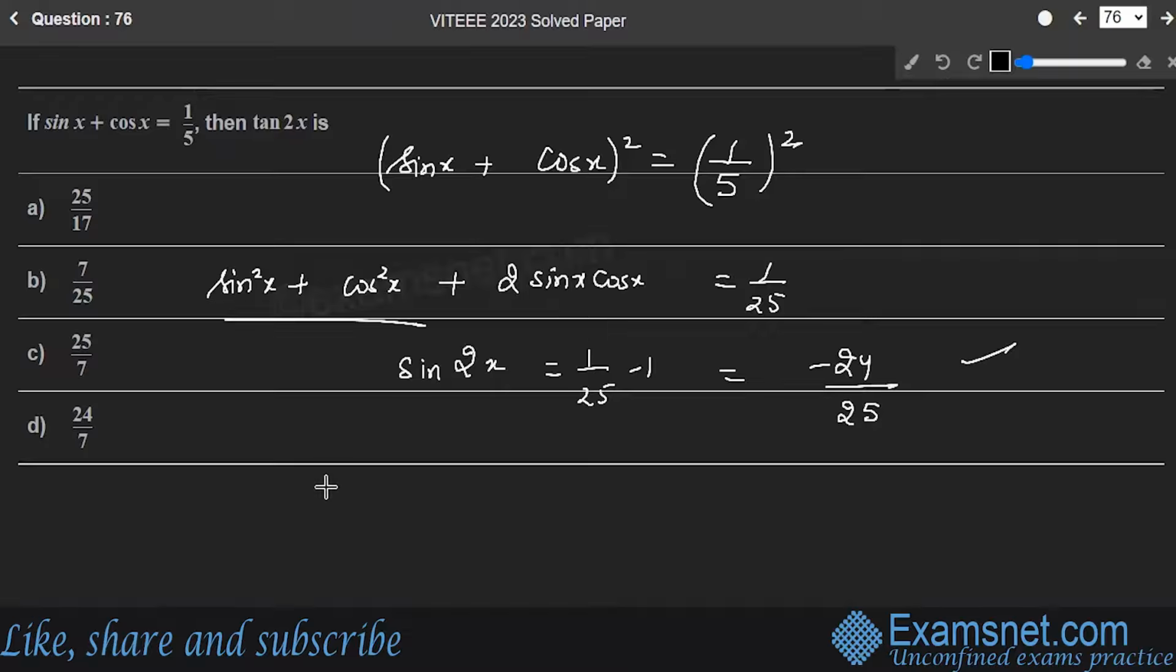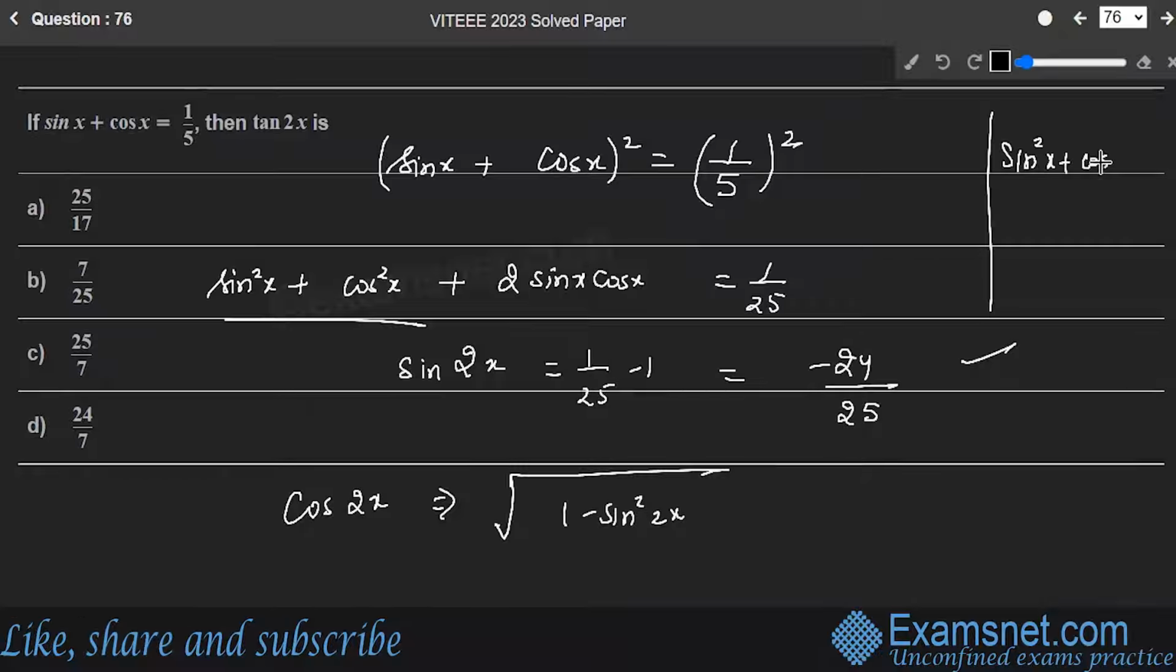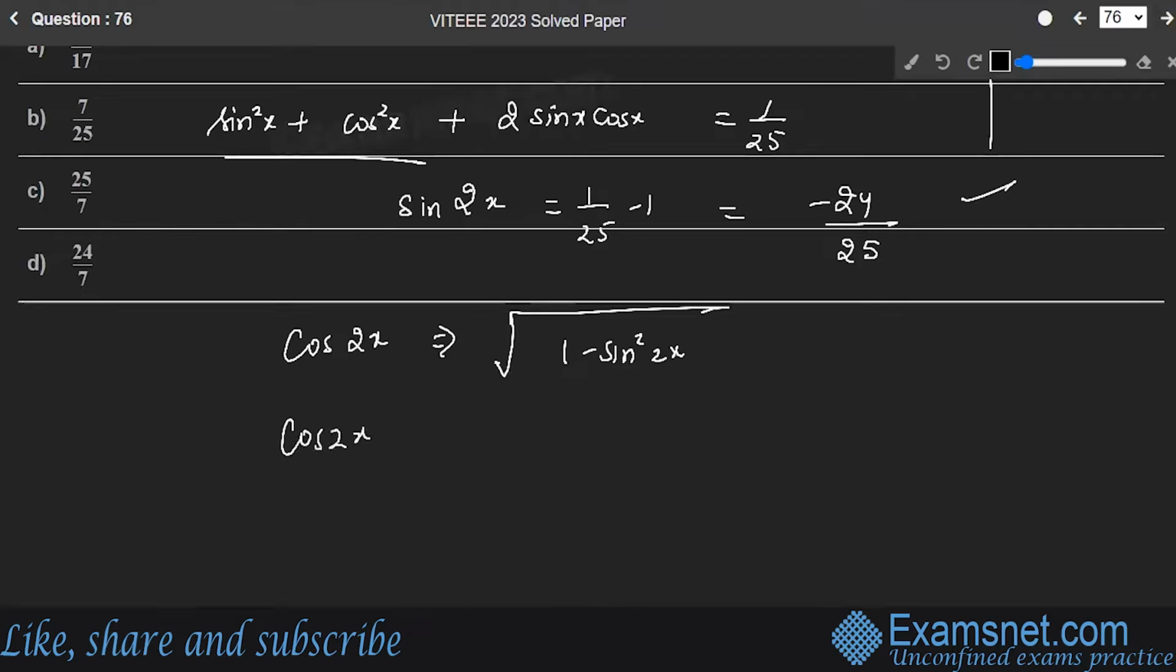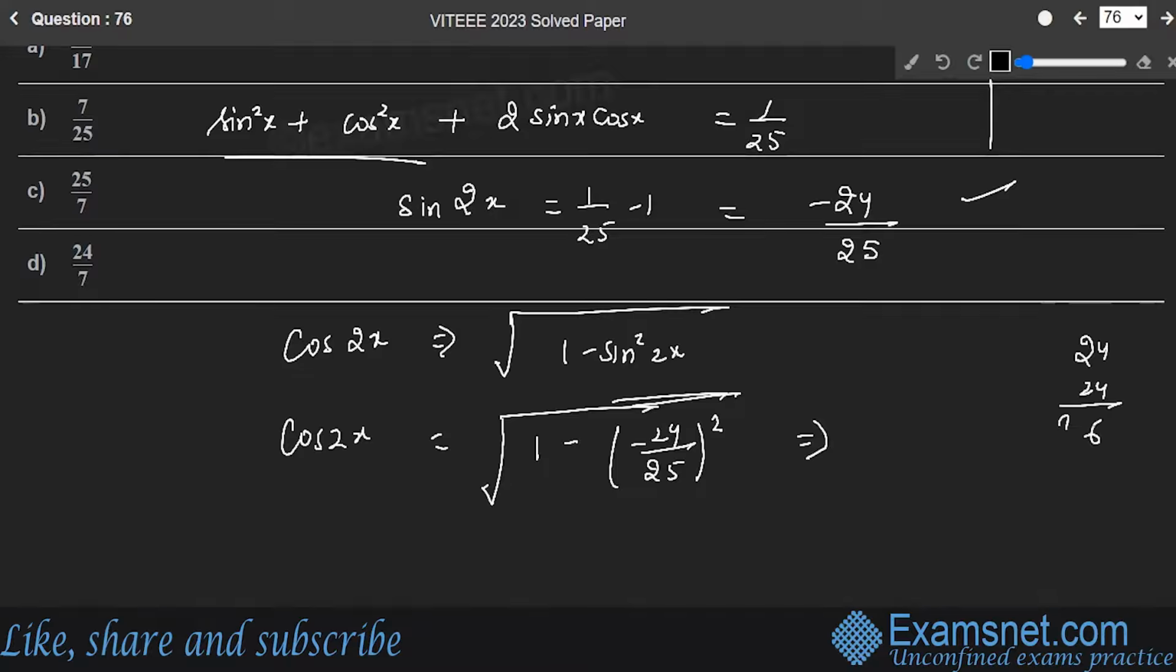Right. If you got this value, what will be the value of cos 2x? It will be given by √(1 − sin²2x), because you know sin²x + cos²x = 1. Or you have cos²2x = 1 − (24/25)². 24 squared was 576. So 625, I'll write here.